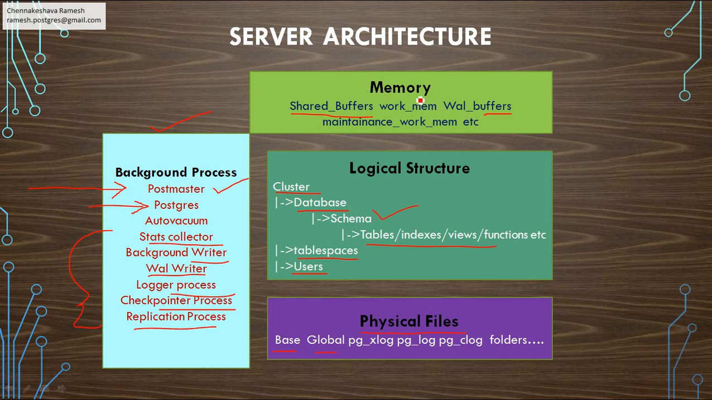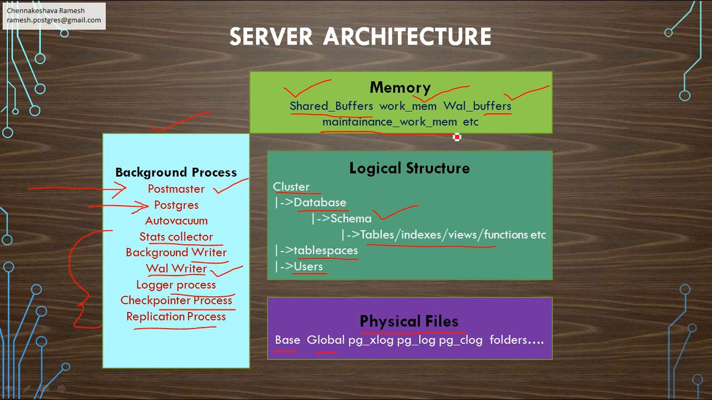Now coming to your memory structure, shared buffers are for caching your frequently accessed table data. Work memory is the memory allocated to every session. Every client connection spawns a Postgres process which will be allocated this work memory, which is mainly used for your sorting purposes. Now the WAL buffer records all the changes happening in your cluster files, and they are written to the WAL files by the WAL writer. This background process writes whatever is in your WAL buffers to the WAL files.